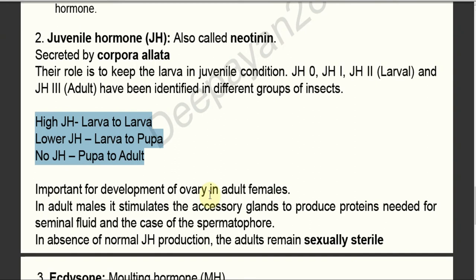In the adult male, again they help in production of the seminal fluid and the case of the spermatophore. Then in absence of normal JH production, what will happen? The adult may remain sexually sterile because the case, the coating of the spermatophore, will not be produced. Sometimes it is produced by the Malpighian tubules also. Okay, understood? These are the functions of juvenile hormone.